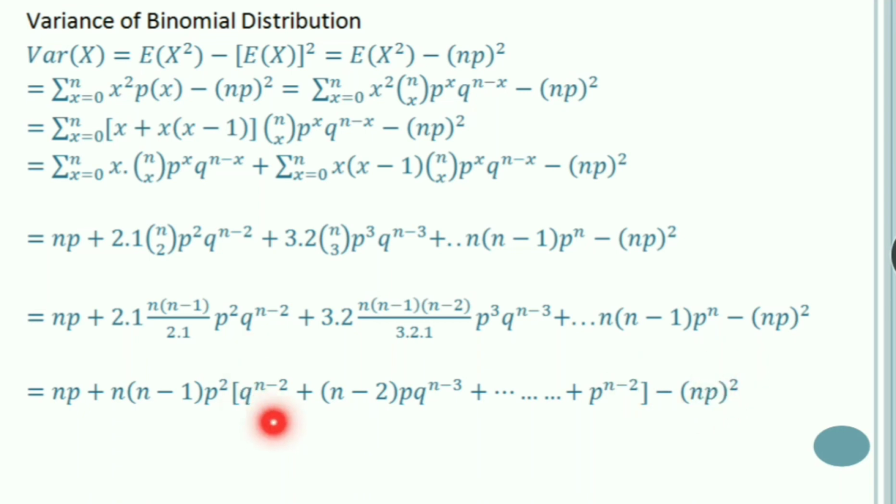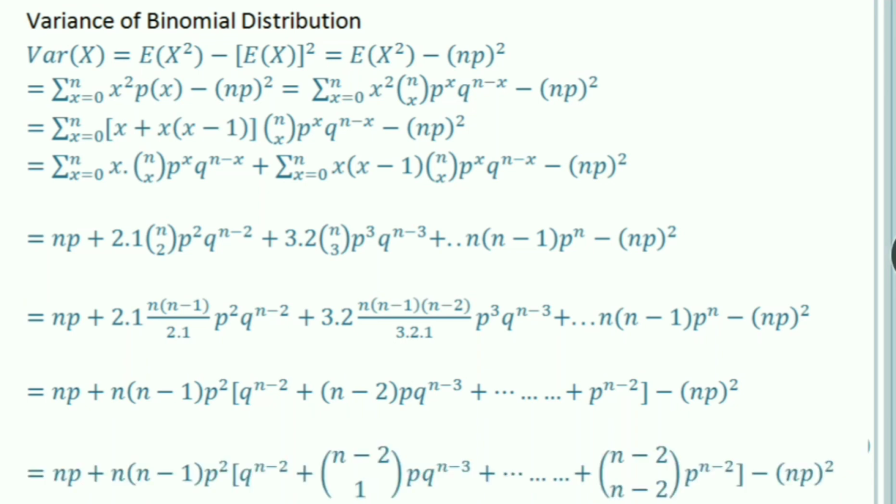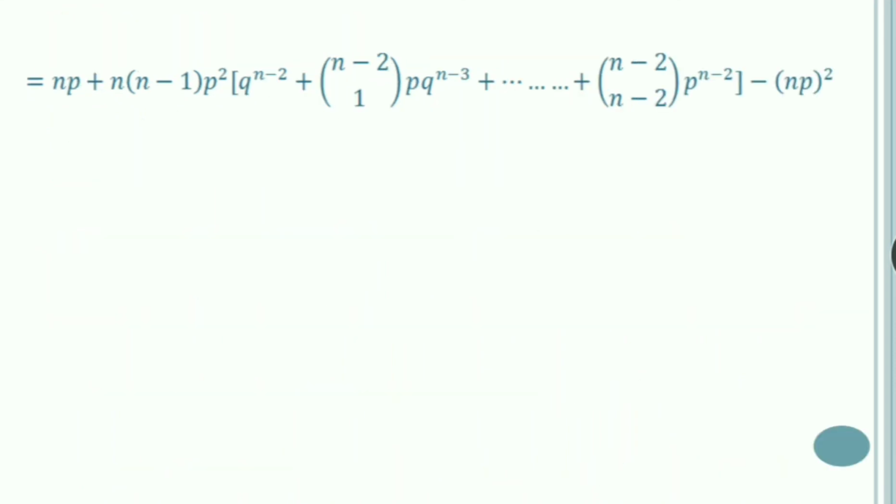Now again here we'll use the binomial theorem. So we'll change the coefficient into binomial coefficients. So this n minus 2 will become n minus 2C1. So on, the last one will become n minus 2C n minus 2. Okay, I'll write this whole equation again on the next page. So we have this. Now we can use binomial theorem here.